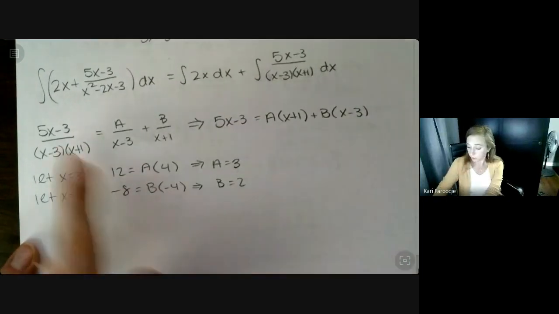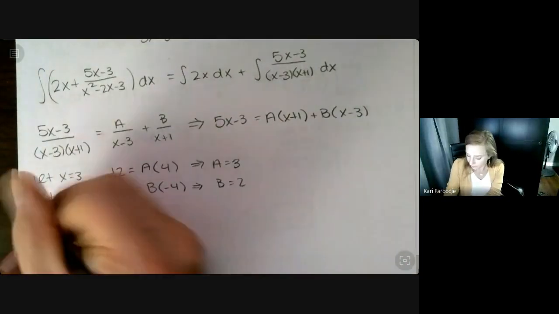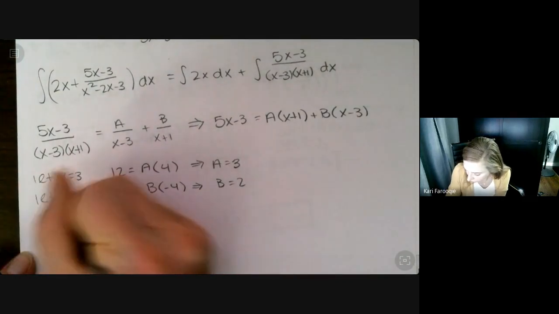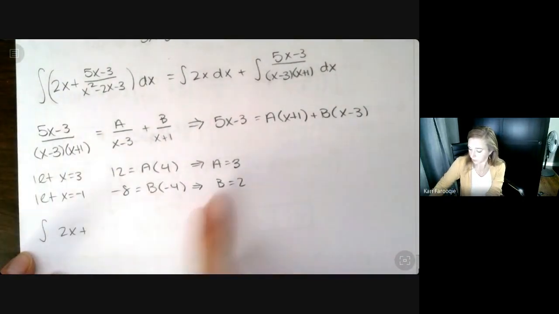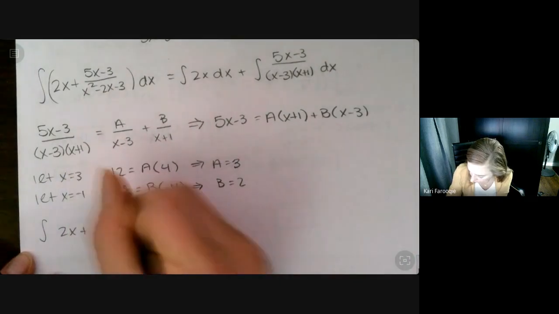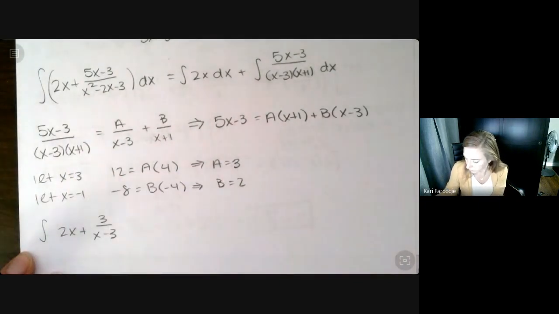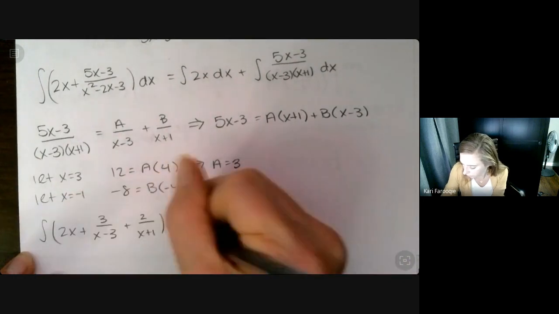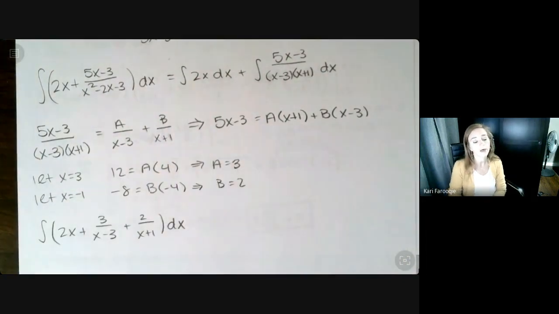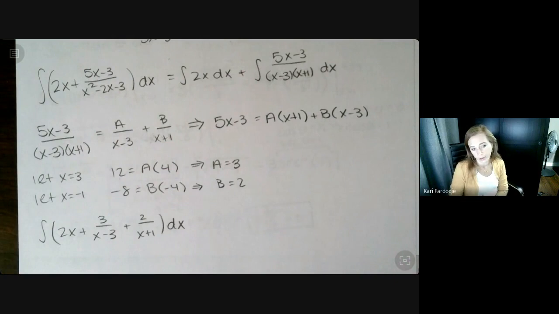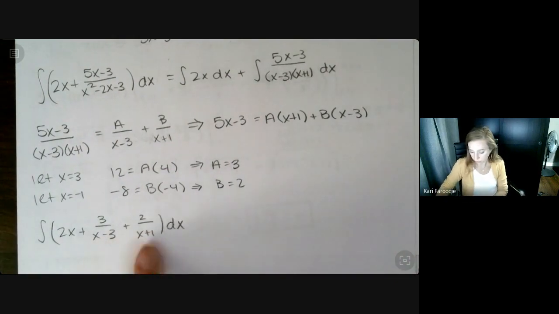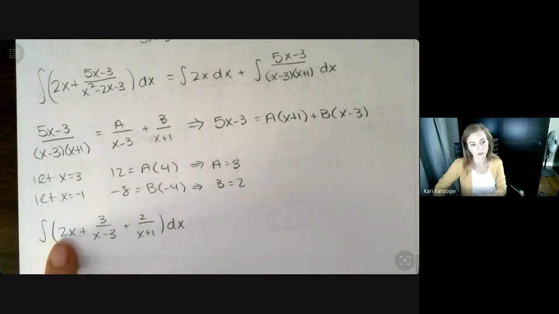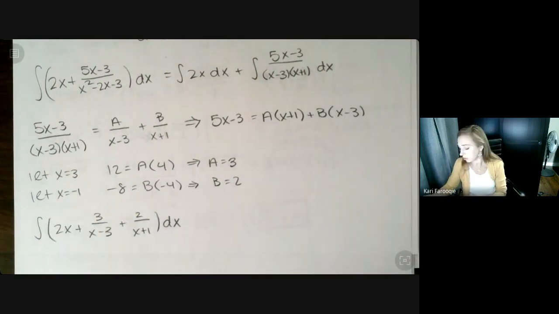And then you're just going to rewrite your integral as 2x plus a over x minus 3 and b over x plus 1. And now you have just 3 Calc 1 integrals all put together. These are both natural log forms, du over u, and then this one is just a standard power function.